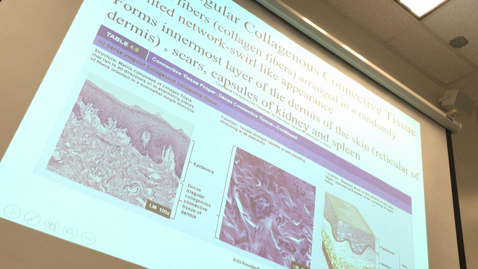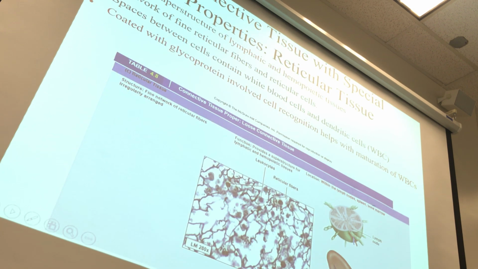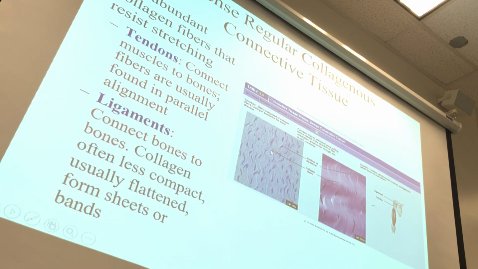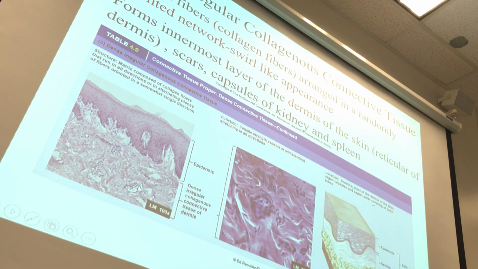Next, dense, irregular, collagenous. And we saw this underneath the skin. Dense, irregular, collagenous, you have thick collagen fibers, but notice there's no one direction that they're kind of pointing here. Here you can see that there is one direction for all of the collagen fibers. They're parallel to each other. Here, some of them are going left and right. Some are going up and down. There's a randomness to it. There's an irregularity to it. What happens? It allows us to have strength in multiple directions.